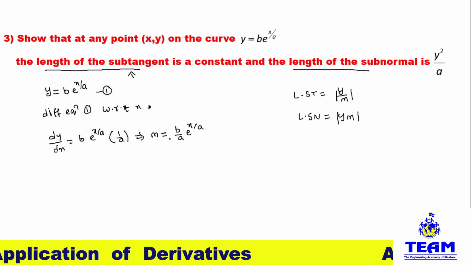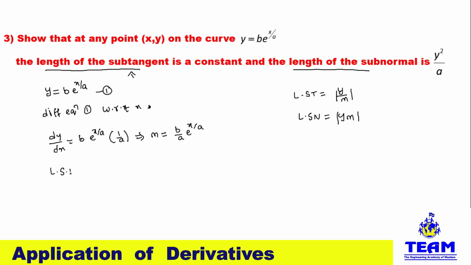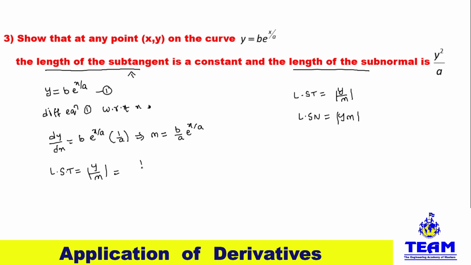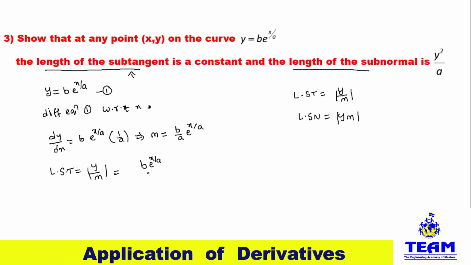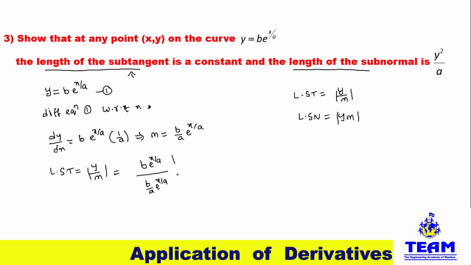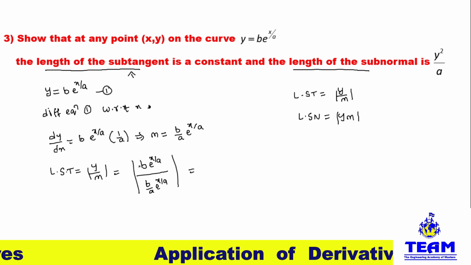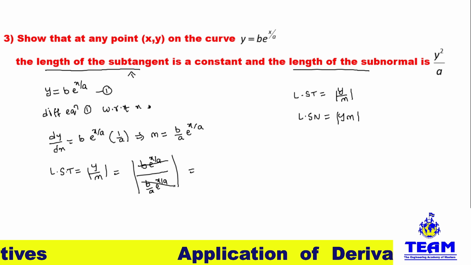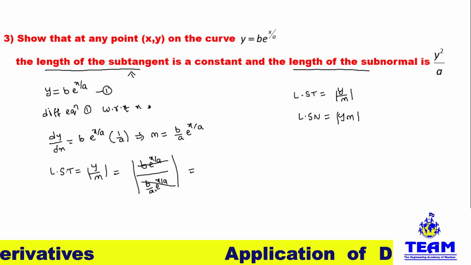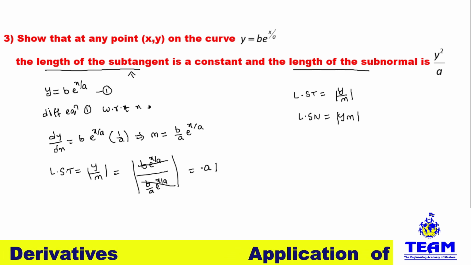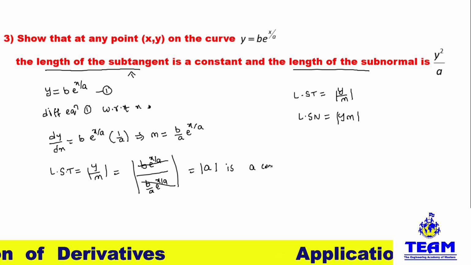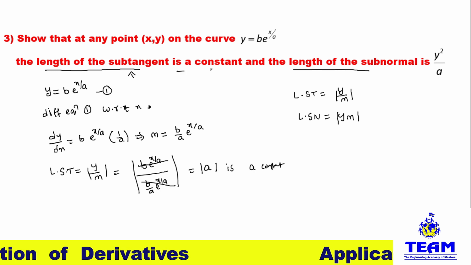Which formula do we have to use? Length of subtangent first. Length of subtangent formula is mod y by m. Okay now, what is y? b into e to the power of x by a, whole divided by m, which means b by a into e to the power of x by a. From this you tell me friends, numerator b e to the power of x by a and denominator b by a e to the power of x by a, both are getting cancelled or not? Yes, then this a is in the denominator, so it will become the numerator. This is mod a. Is it a constant or not? Yes, it is a constant. So we have proved the first condition.